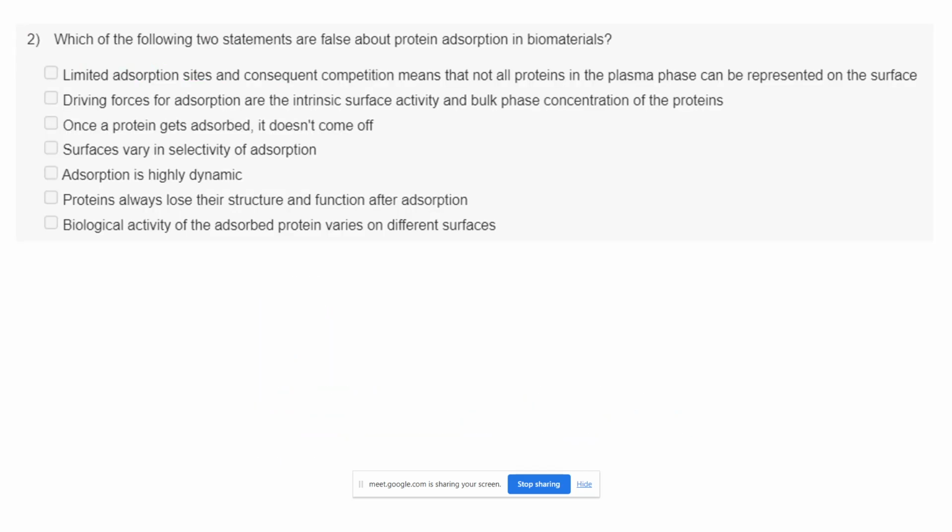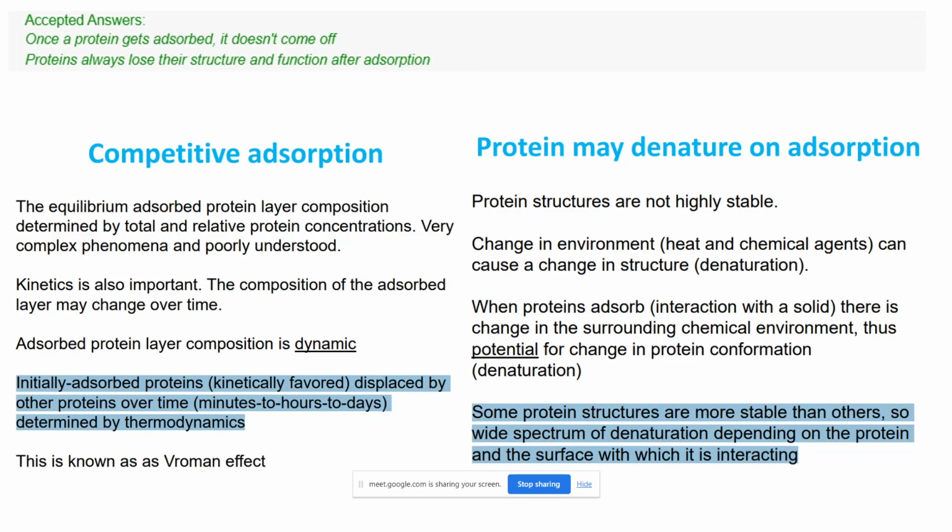The next question was, which of the following two statements are false about protein adsorption in biomaterials? The options that are false are, once a protein gets adsorbed, it doesn't come off, and proteins always lose their structure and function after adsorption. These two options are false. Once a protein gets adsorbed, it doesn't come off. That is not the situation.